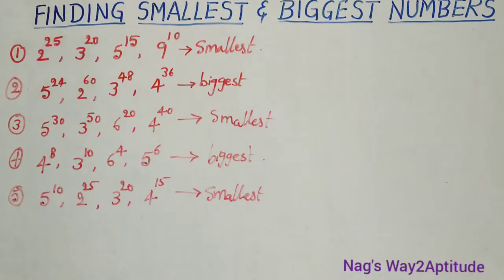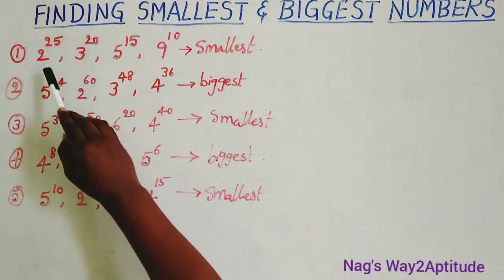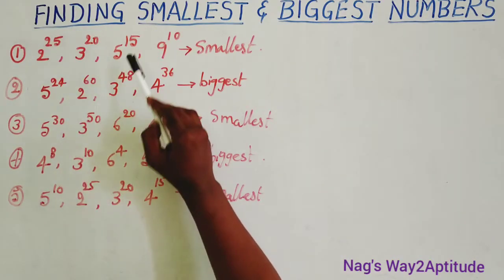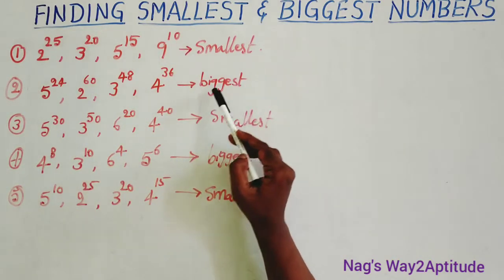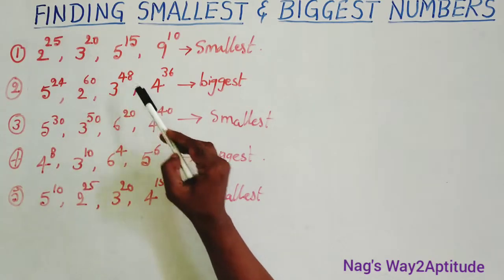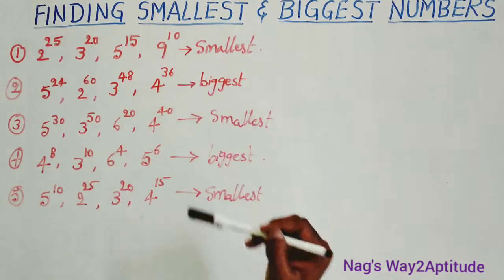Hi friends, in this video today we are going to learn how to find biggest and smallest numbers. Just like the smallest number among 2 power 25, 3 power 20, 5 power 15, 9 power 10. And the biggest number among 5 power 24, 2 power 60, 3 power 45 and 4 power 36.